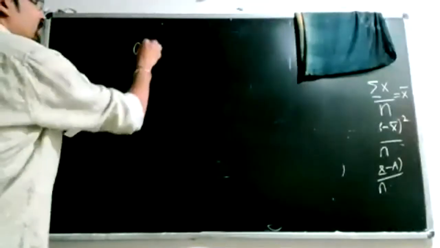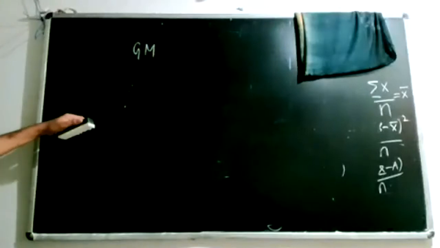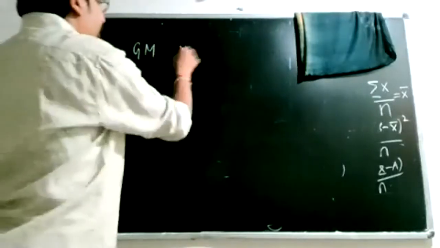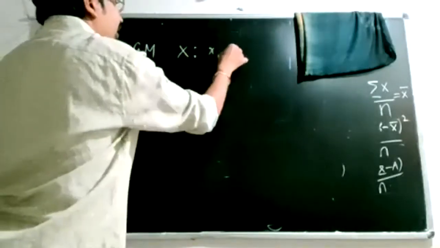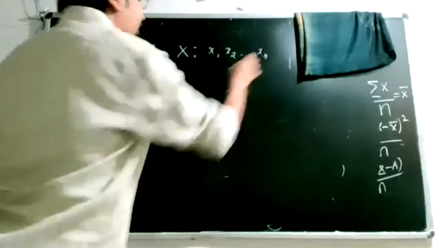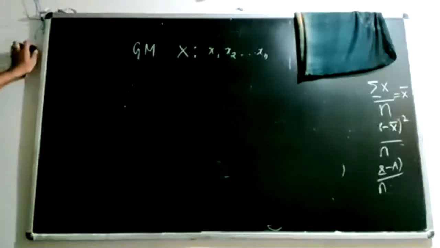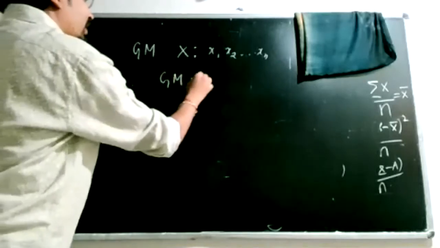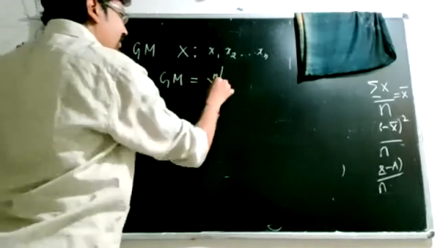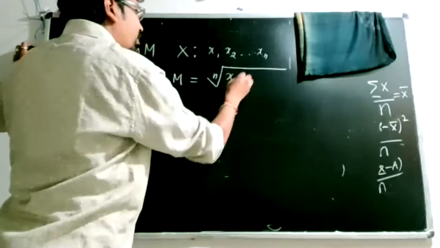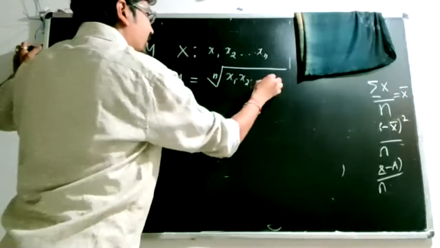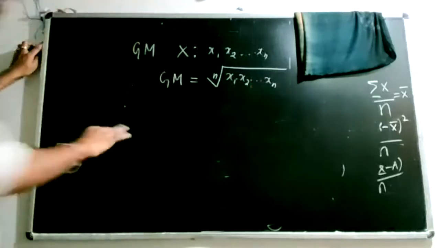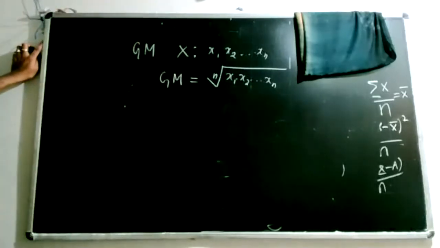Now the next measure is geometric mean, simply indicated by GM. I'll just look into the case of raw data, and I'll just give you the definition and few simple examples. So if you have recorded the values of x1, x2, xn, then you can define the geometric mean of that set as nth root of the product of the variables. So I have to multiply all the values and take the nth root.